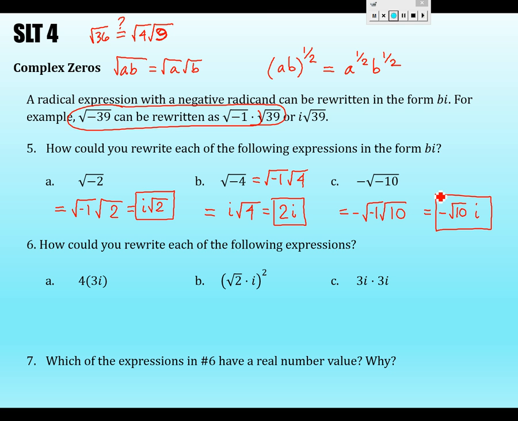Good? A I'll do for you. That's just 12i, right? Just 4 times 3 times i. B and C, have you gotten a chance to do that? I don't want to rob that from you. If you haven't done that yet, let's let other people think some more about B and C, because those are actually interesting.